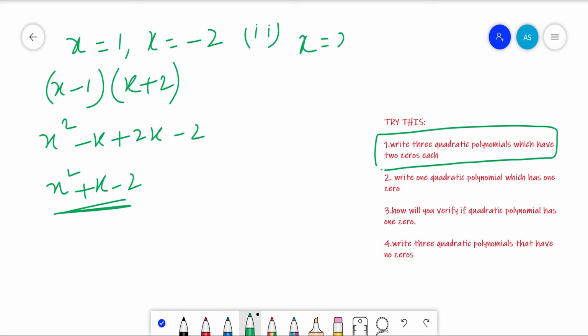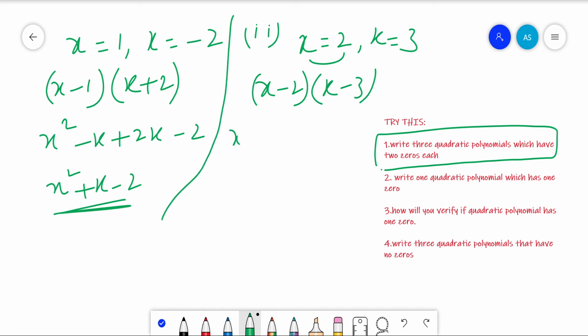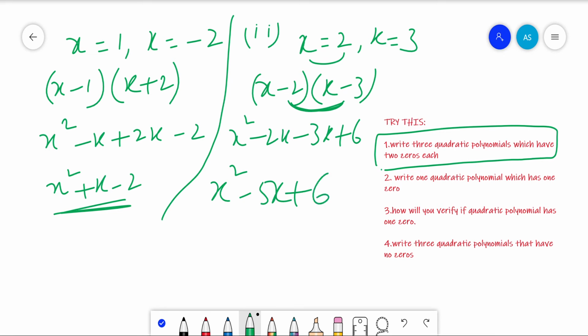x is equal to 2 and x is equal to 3 you can take. Then take it as a factor. Bring this side, x minus 2 into x minus 3 are the factors of a polynomial. By multiplying this you will get x square minus 2x minus 3x plus 6. By multiplying the binomial product you will get x square minus 5x plus 6. So this is another polynomial.